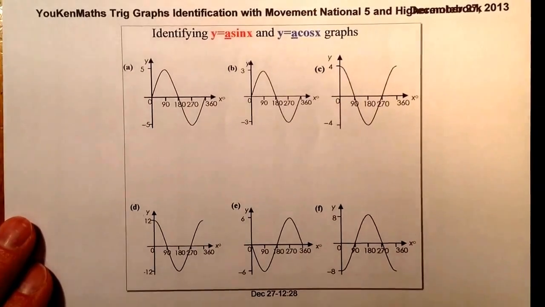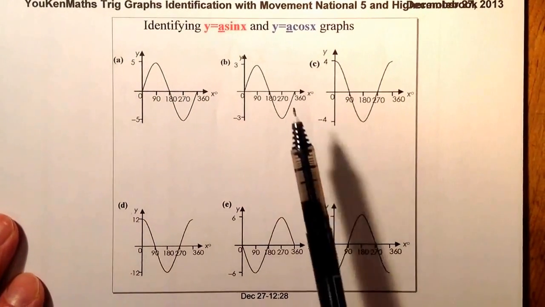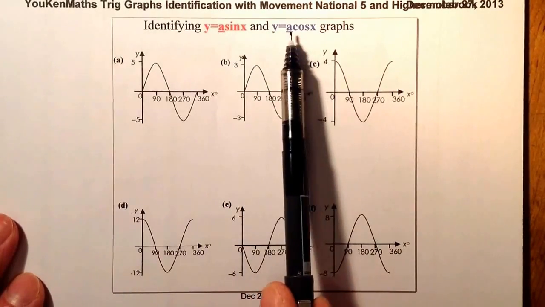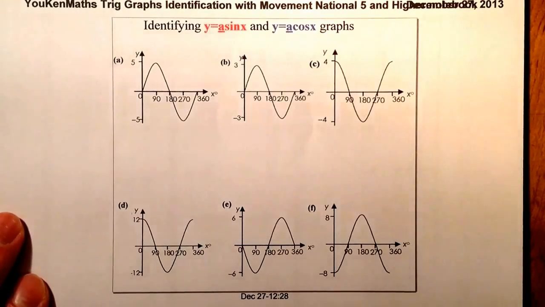Okay, let's have a look at this one here. What we're going to do is identify these, and the only movement that I'm going to make is with the letter that's at the front, and that was the A, which is the amplitude. Okay, so you can freeze it and try and do these right now. I'm going to give you the solutions.